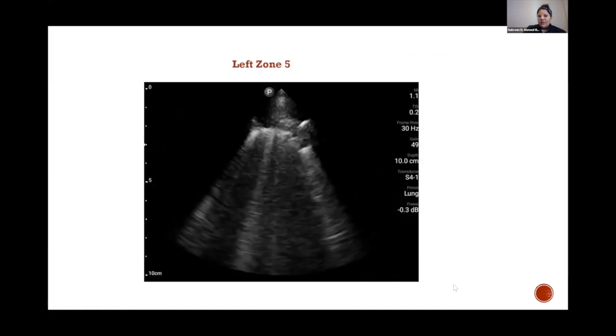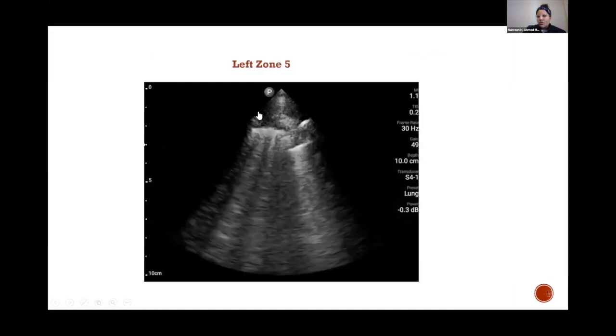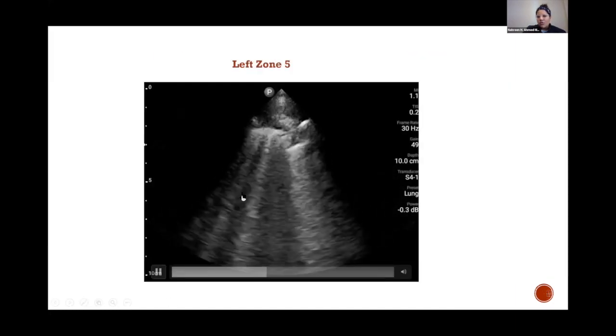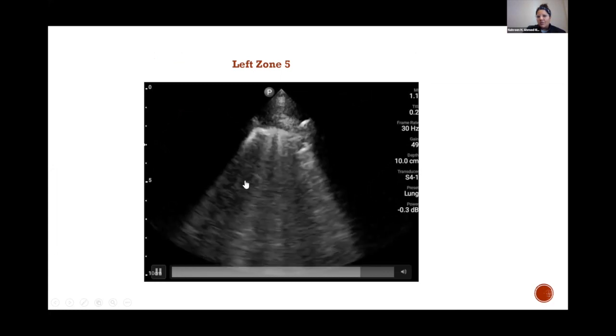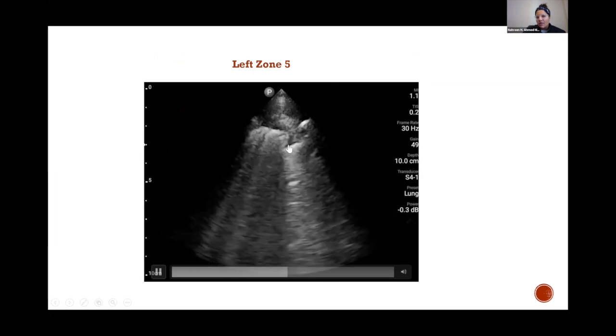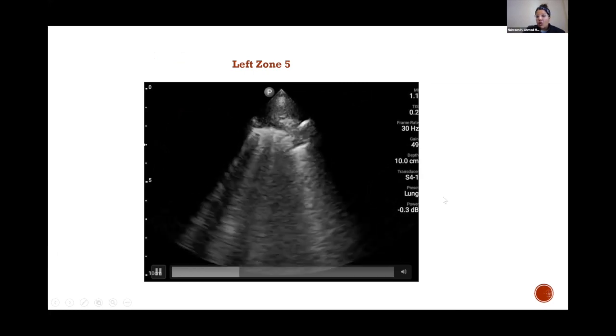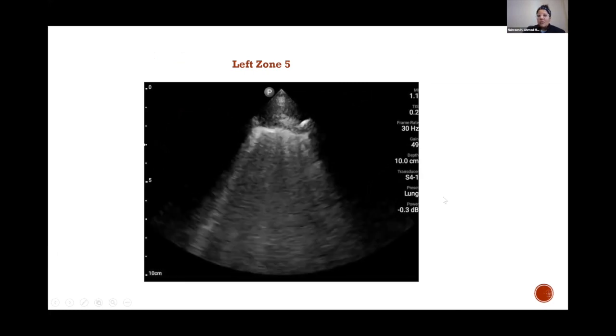The last patient that I'll show you, this was on the left side, zone 5, and you're seeing here again these B lines, this jagged pleura, these subpleural consolidations. These are all very classic pictures of patients with COVID.